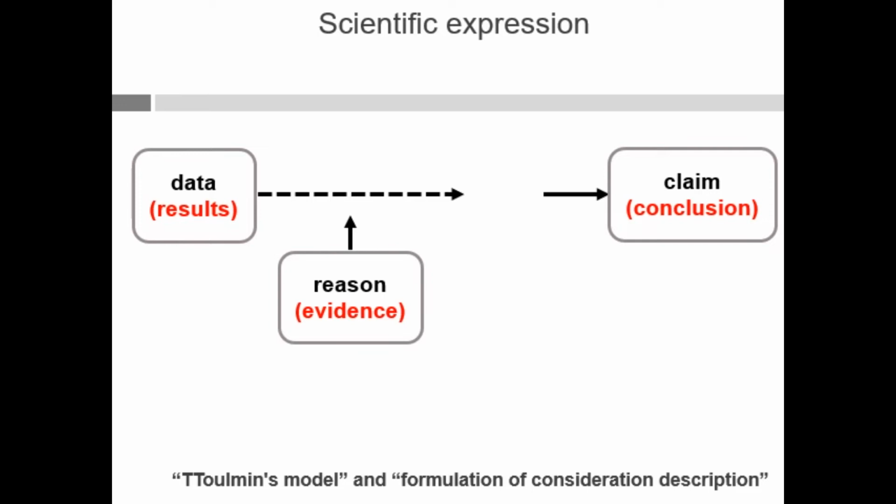Results, data, claim, conclusion, and evidence, reason, are important elements in the consideration description, but background, limitation, and refutation are not always necessary. In this study, we supported this previous research and defined scientific expression as a text that includes results, data, claim, conclusion, and evidence, reason.